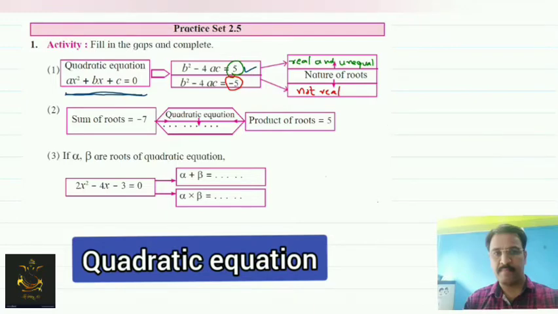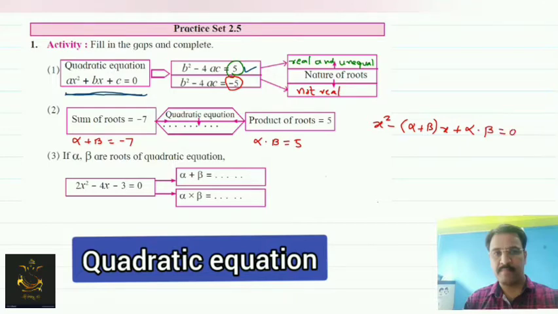Now we'll think about the second sum. See here, sum of roots means alpha plus beta, that is minus 7. And product of roots means alpha into beta, that is 5. As we know, the standard form is x square minus in bracket alpha plus beta into x plus alpha into beta is equal to 0.